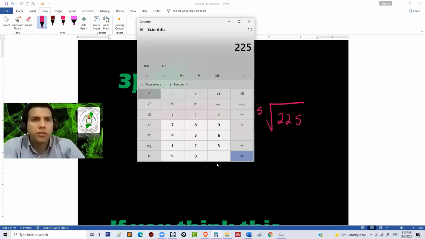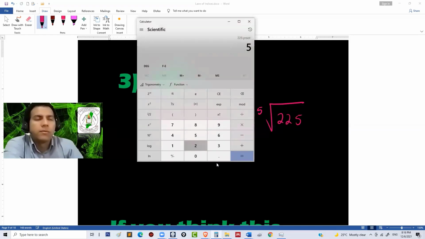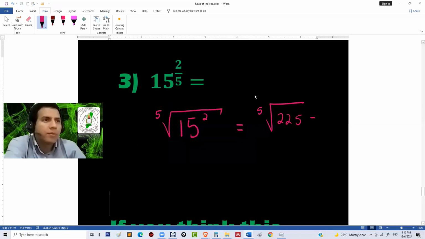225 shift. Now, which root do we want to find? We cannot write the third root because that's not what we're finding. We have to press this button because this will allow us to write any root we want. In this case, we want 5. If we wanted the 9th root, we click on 9. But we want the 5th root, then we press equal. So our answer is 2.95. That is how you find the root or any root of a number.